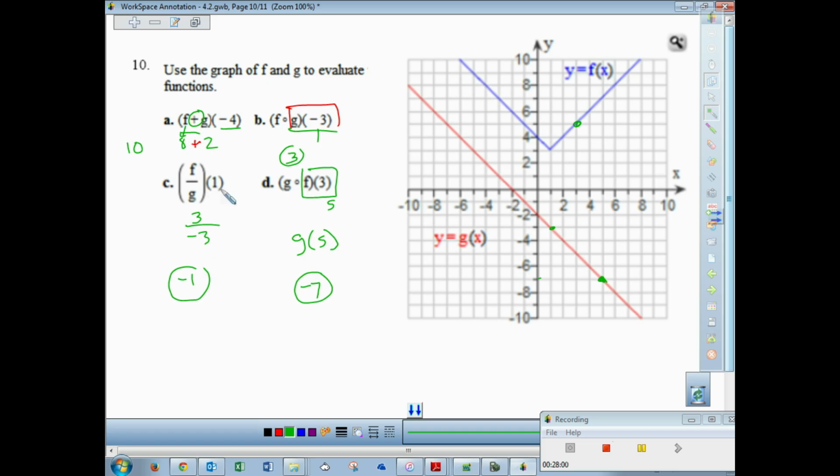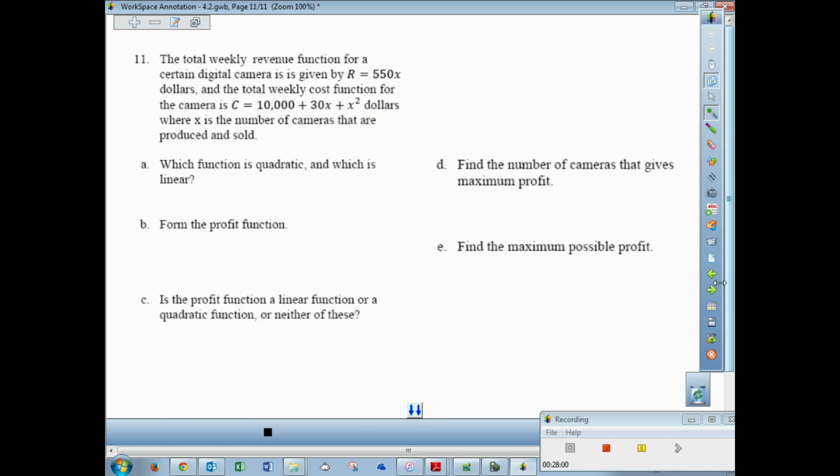Operations, each dude use the same number both times. Right? You put f of 1 in, you put g of 1 in, and you just do the division operation. Here we did the addition operation. Composites, figure the first guy out, substitute that result into the next function. Whew.